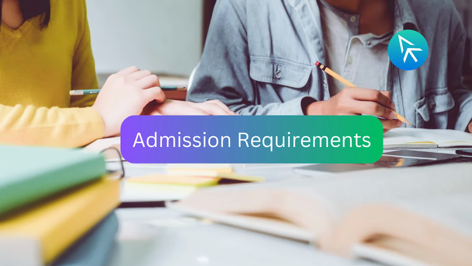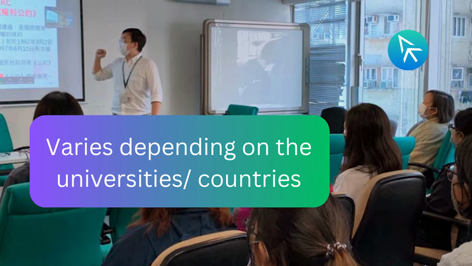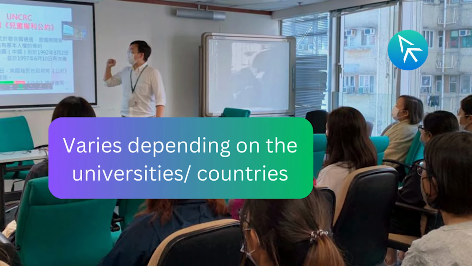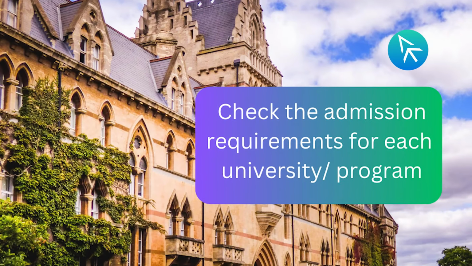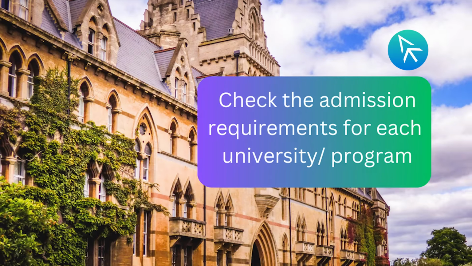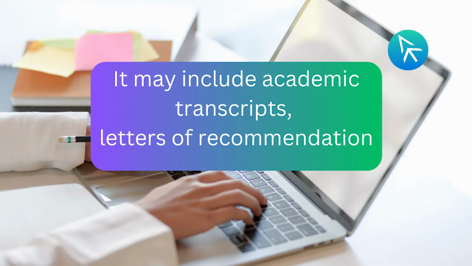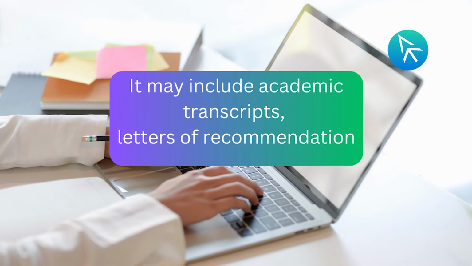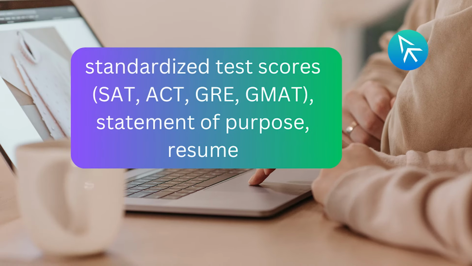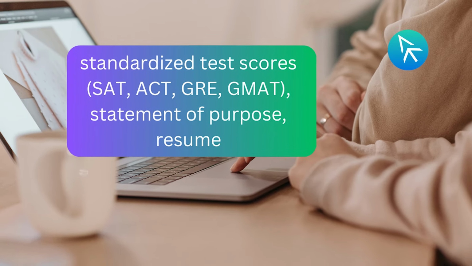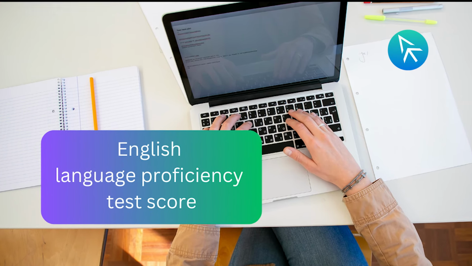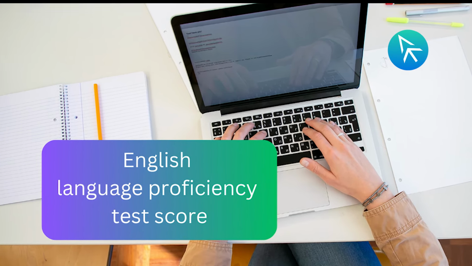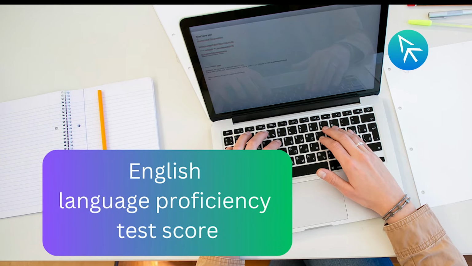Admission requirements. Admission requirements vary depending on the universities and the countries you are applying for. Check the admission requirements for each university and program. It may include academic transcripts, letters of recommendation, standardized test scores, a statement of purpose, and a resume. If you're applying to a university in an English-speaking country, you may have to produce your English language proficiency test score.